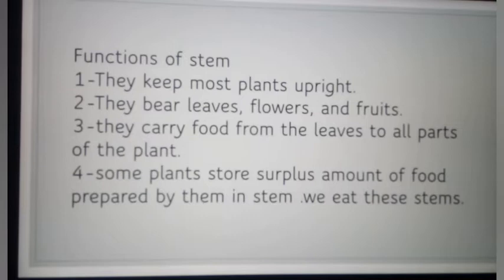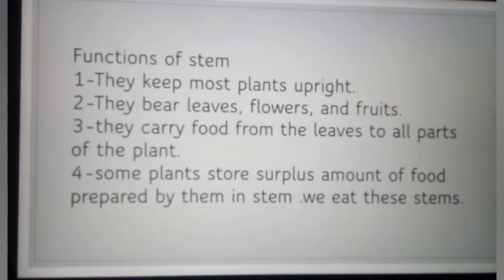And stems can be of different kinds. Some plants have a very strong stem and some plants have a very thin and weak stem. But what is the main function? Function means work. What is the main work of stem? Stems carry food from the leaves to all parts of the plant. And one more important thing is that some plants store food. Some plants store food prepared by them in the stem itself and we eat it.